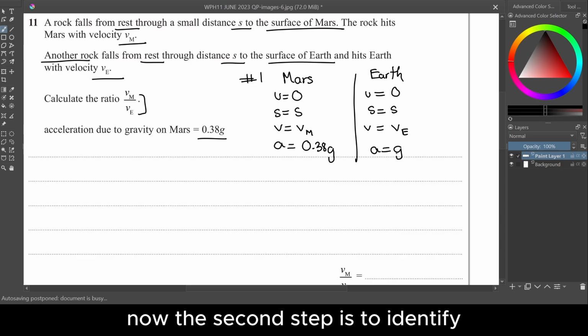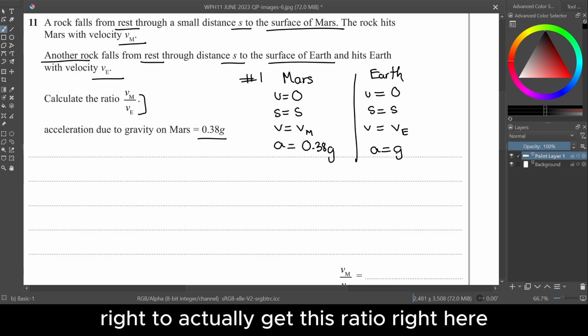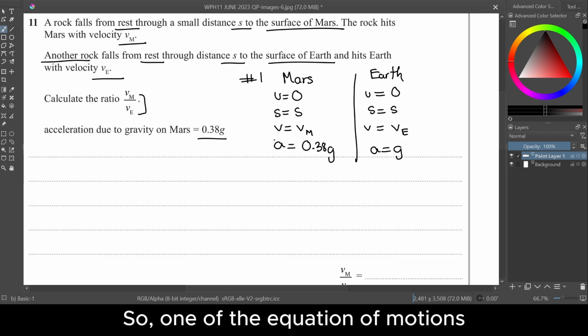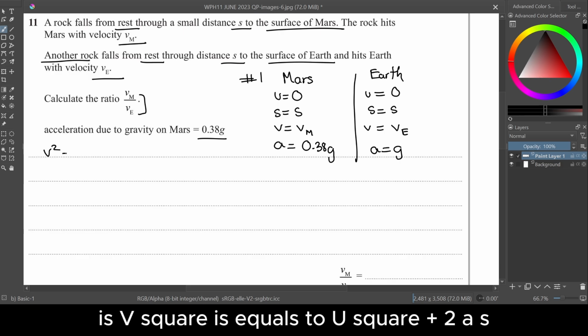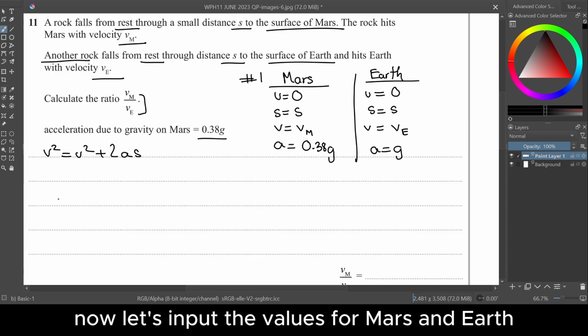Now the second step is to identify which formula we can use to get this ratio. We have to select it from the equations of motion. So we have u, s, v, and a. One of the equations of motion we can use is v squared equals u squared plus 2as. Now let's input the values for Mars and Earth.